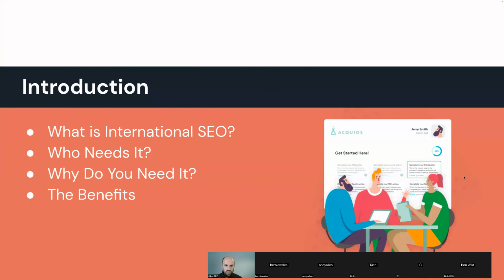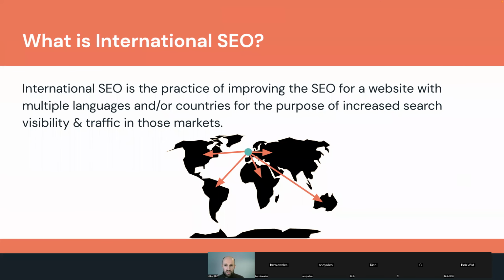Cool. So introduction, what is international SEO? We'll talk about that, who needs it, why you need it, and the main benefits. So what is international SEO? It's basically the practice of improving the search engine optimization for your website that either has multiple languages or countries or both for the purpose of increased exposure, higher rankings, and more customers to your sites.